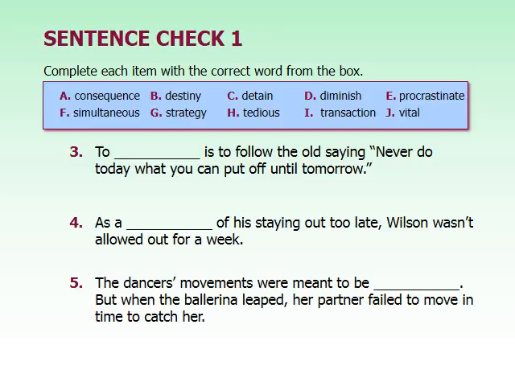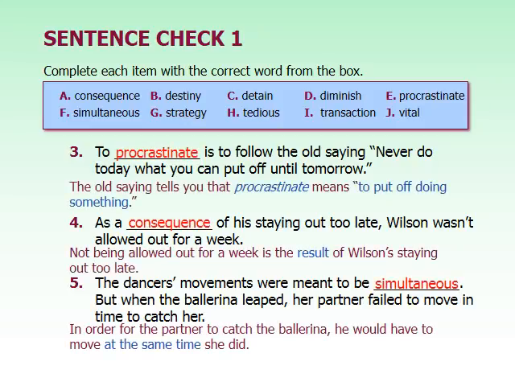As a blank of his staying out late, Wilson wasn't allowed out for a week. So he stayed out too late. This was a problem. So as a result, he couldn't go out for a week. So which word means that, a result? The dancer's movements were meant to be blank, but when the ballerina leaped, her partner failed to move in time to catch her. So the dancer's movements were supposed to be happening at the same time, but they didn't. So what word means at the same time?